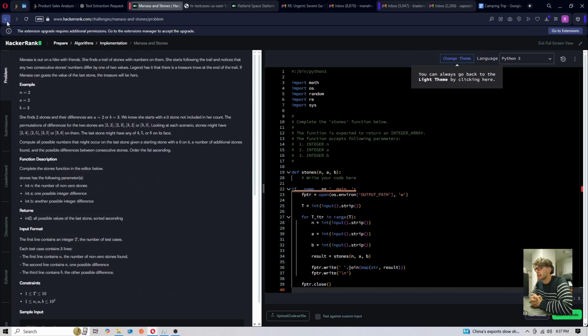Alright, so Manasa is out on a hike with friends. She finds a trail of stones with numbers on them. She starts following the trail and notices that any two consecutive stones' numbers differ by one of two values. Legend has it that there is a treasure trove at the end of the trail. If Manasa can guess the value of the last stone, the treasure will be hers. So we're pattern finding, okay? And then it gives us an example with literally no clarification. I'm assuming there's n stones, and A and B represent the two possible differences.